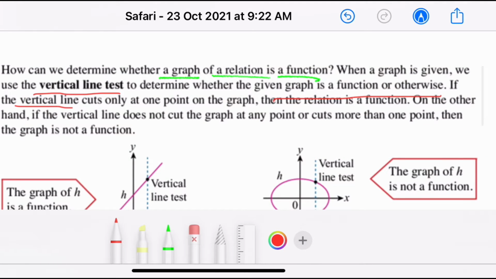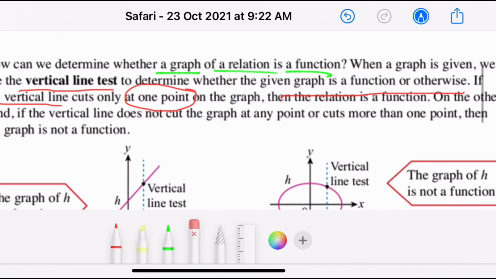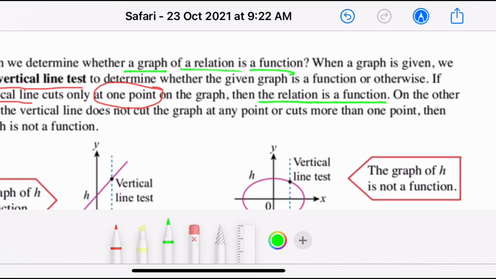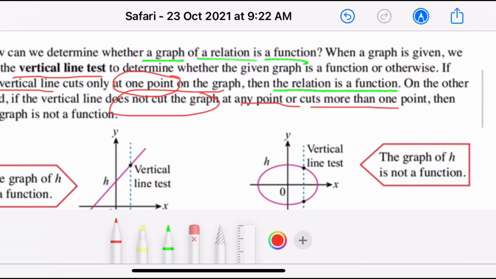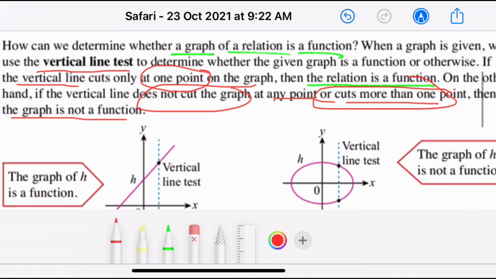If the vertical line cuts only at one point on the graph, then the relation is a function. On the other hand, if the vertical line does not cut any point or cuts more than one point, then the graph is not a function. Remember, if the graph cuts at no point or cuts more than one point, then the graph is not a function.